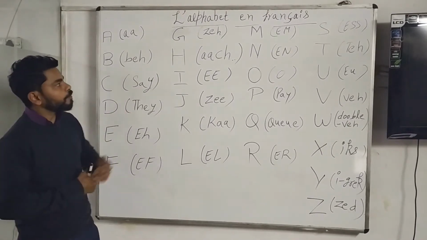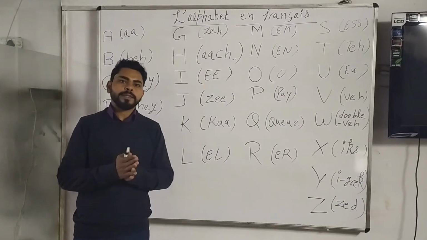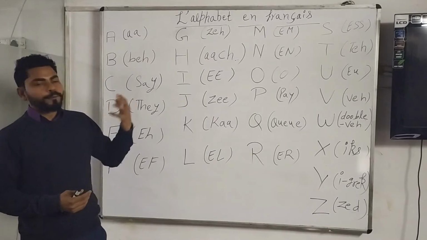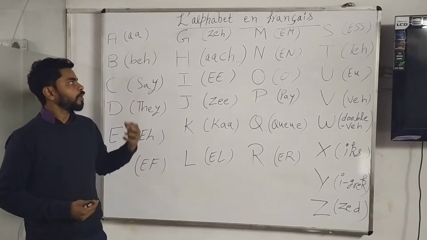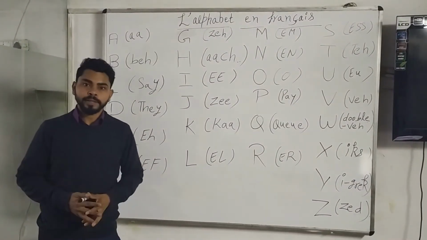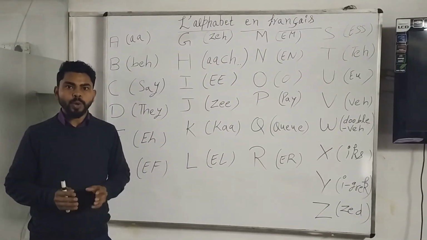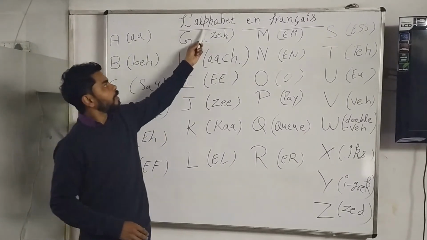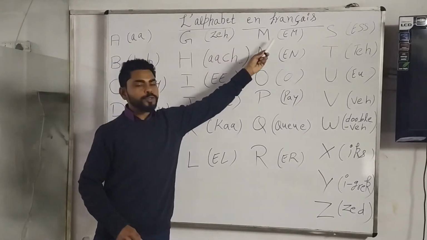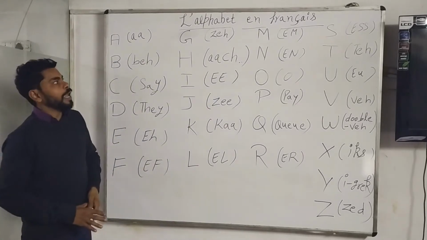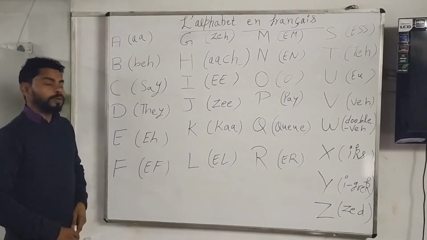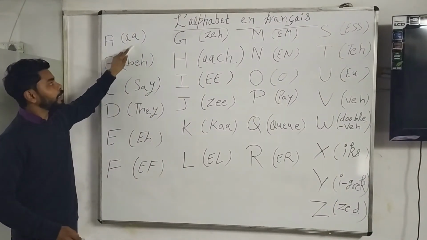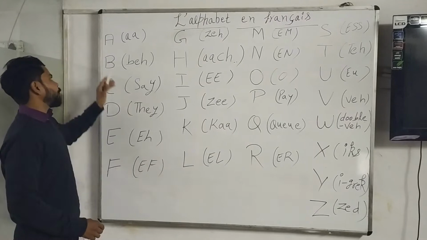For example, you have a word here, français, that is a complete word which represents French. So français, French. L'alphabet, l'alphabet, which means alphabet. En, this is en, which means in. L'alphabet en français, which means alphabets in French. So let's get started with the pronunciation. Brackets have all the pronunciations for your use.